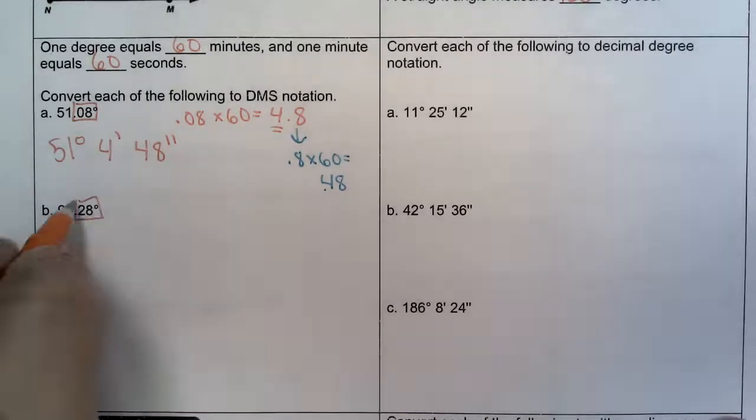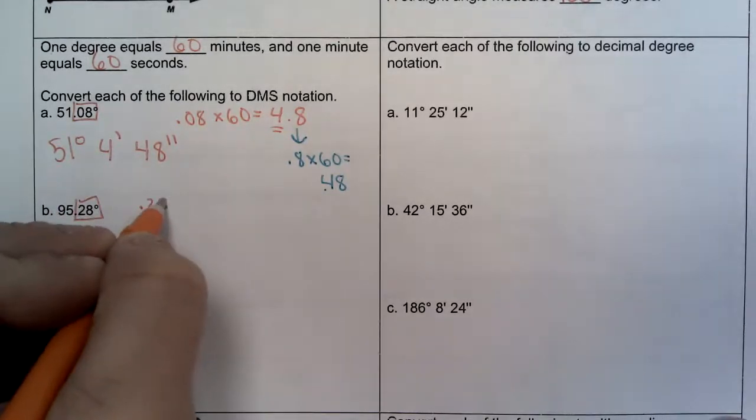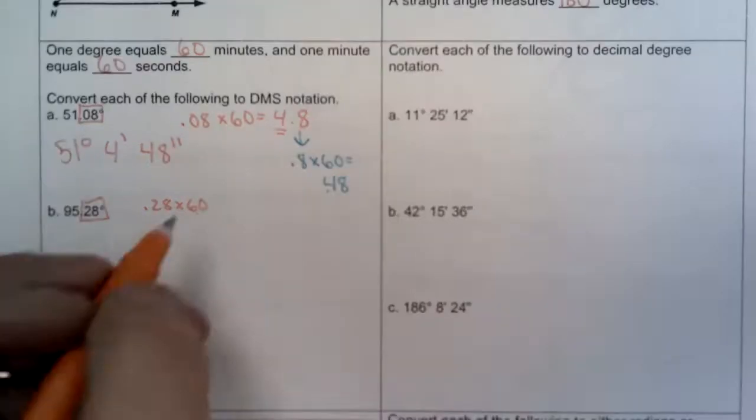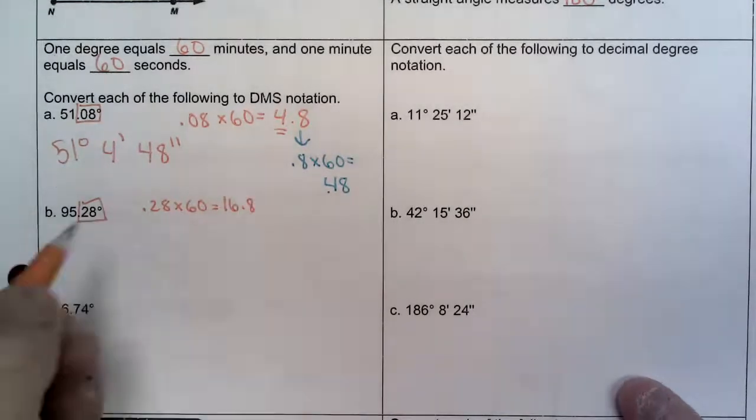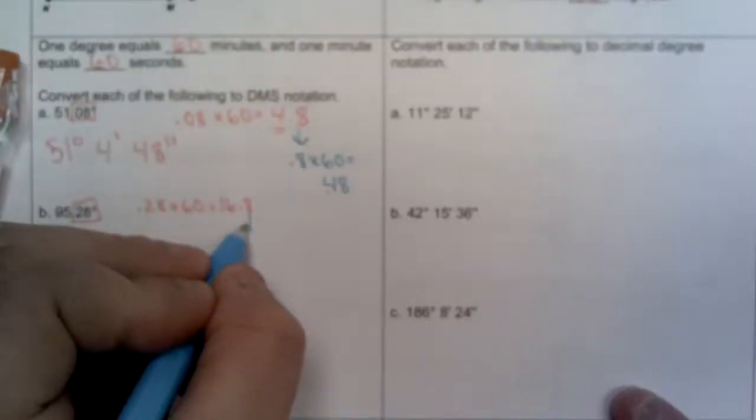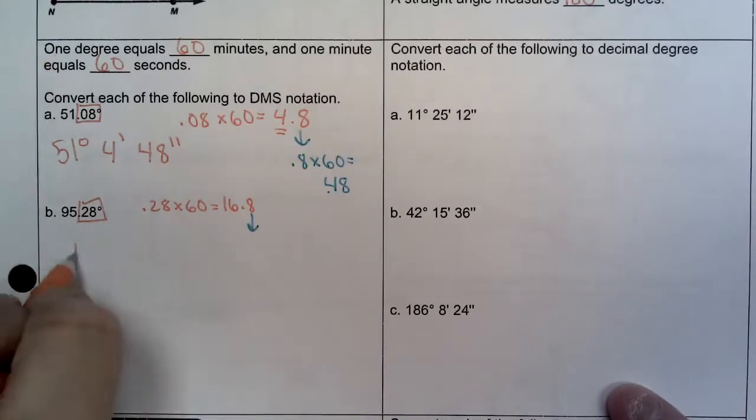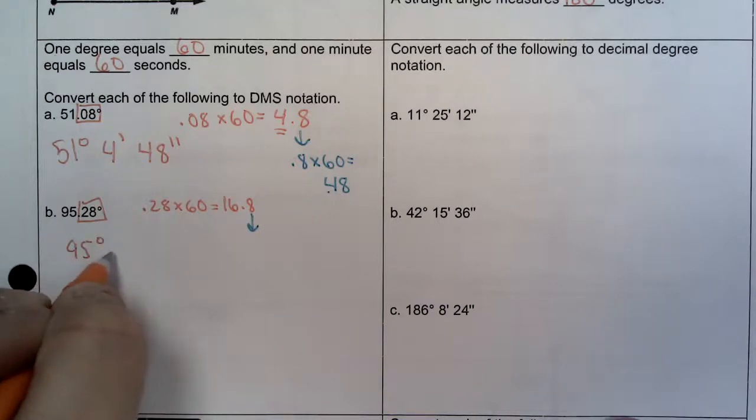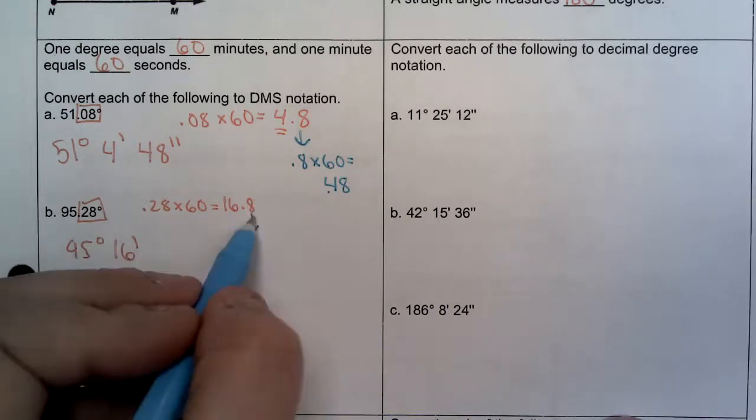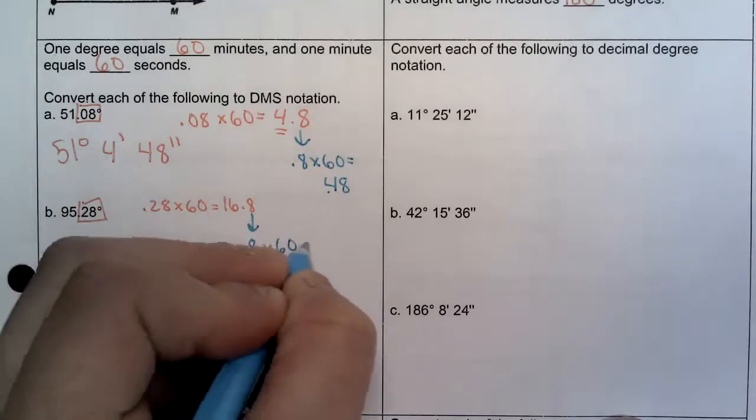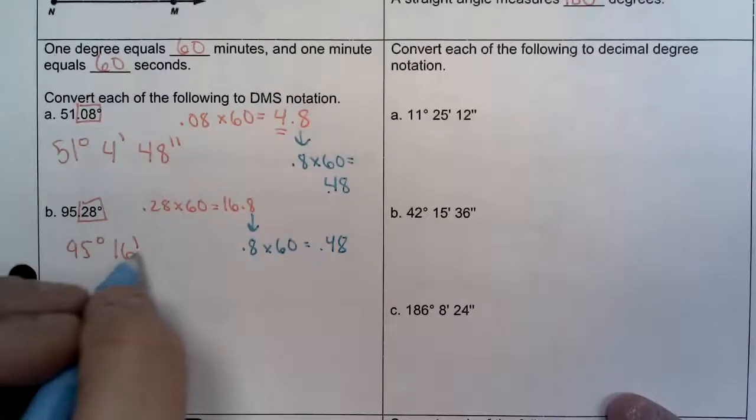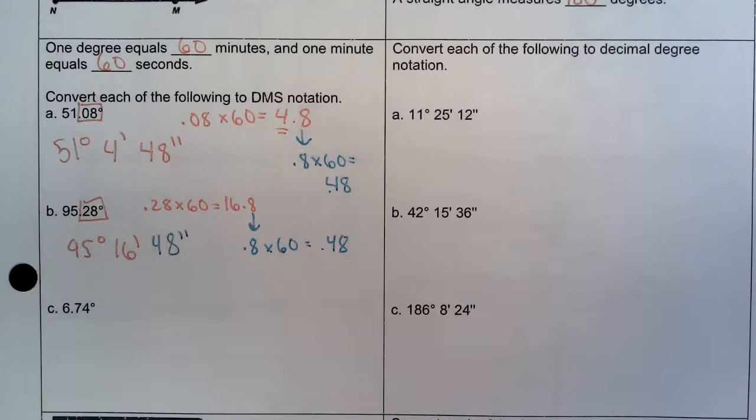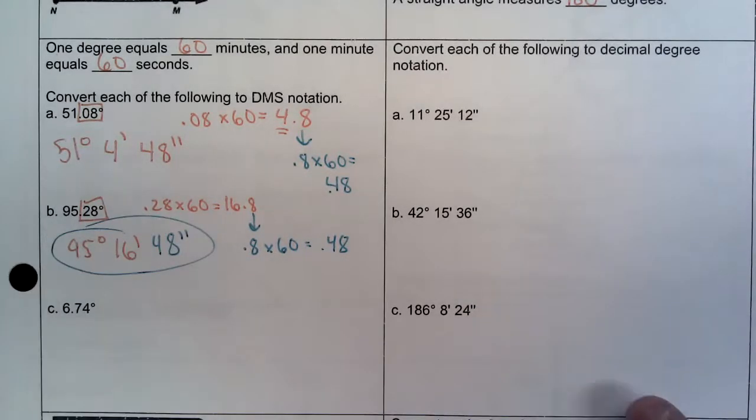So we're going to do the same thing. We're going to take this 0.28 times 60. And 0.28 times 60 is 16.8. So we're going to keep the whole number portion of it. So 95 degrees, 16 minutes. And then this 0.8 is going to be multiplied by 60. And that gives me my 48, my 0.48, which is my seconds. So that's my final answer.